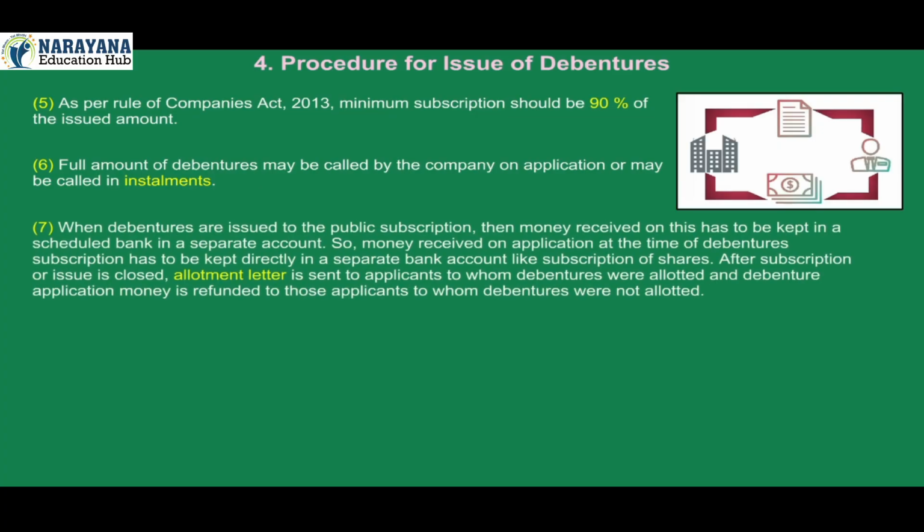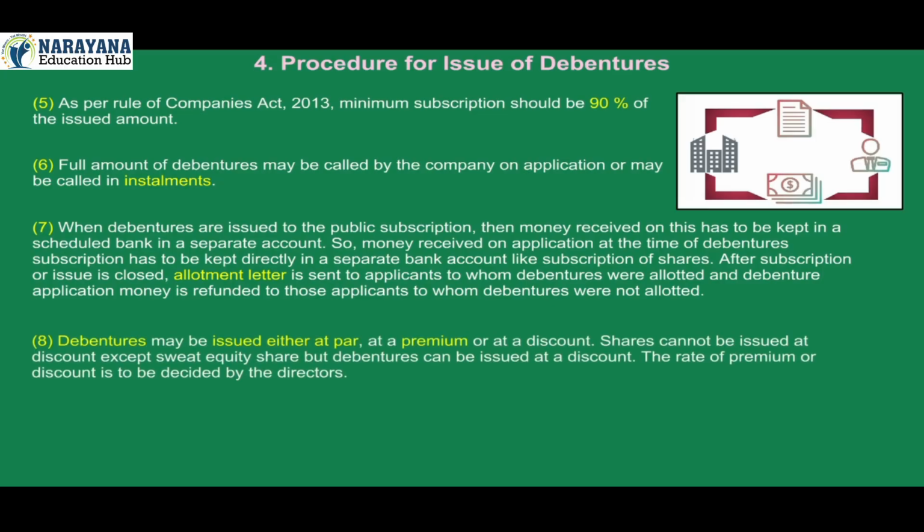7. When debentures are issued to the public for subscription, the money received on this has to be kept in a scheduled bank in a separate account. So, money received on application at the time of debentures subscription has to be kept directly in a separate bank account, like subscription of shares. After the subscription or issue is closed, an allotment letter is sent to applicants to whom debentures were allotted, and debenture application money is refunded to those applicants to whom debentures were not allotted.